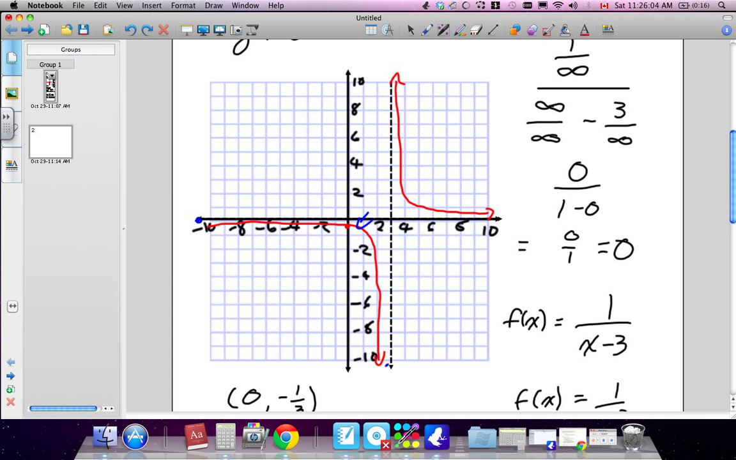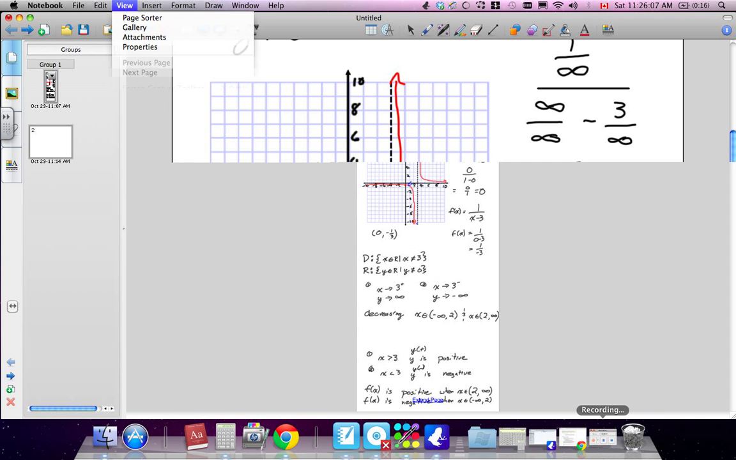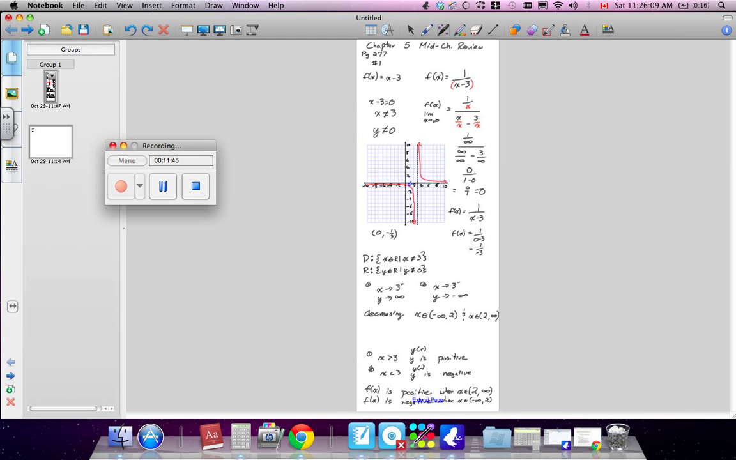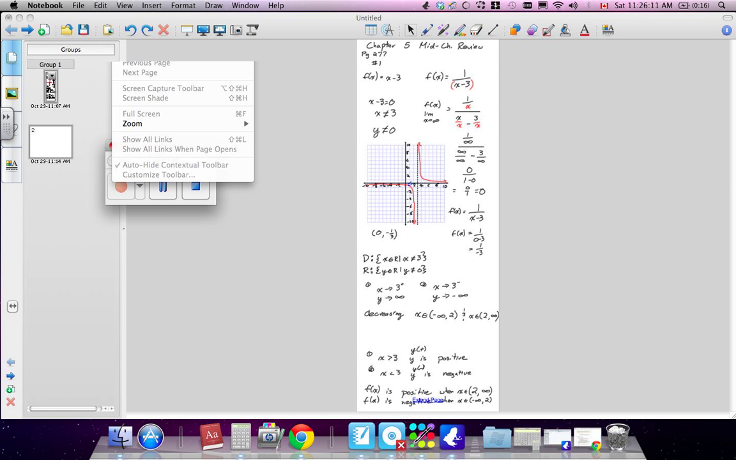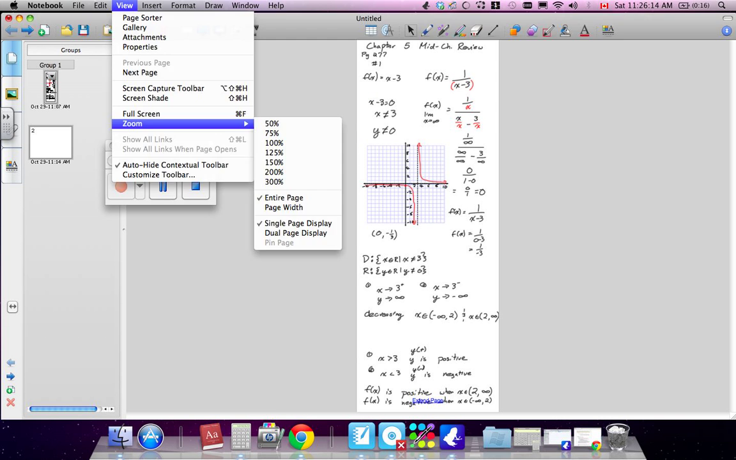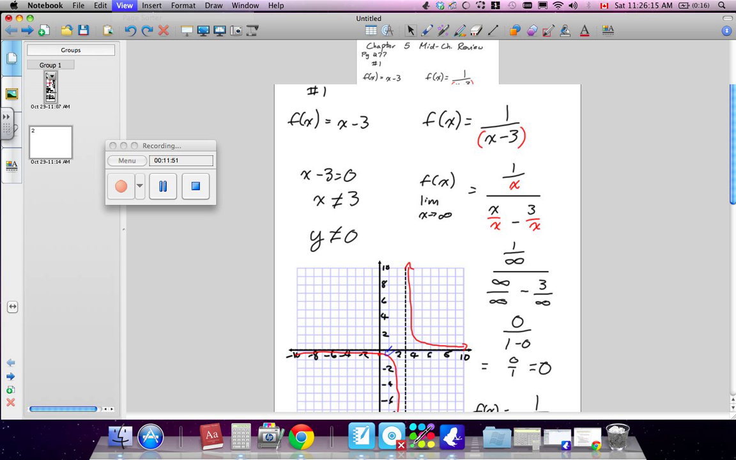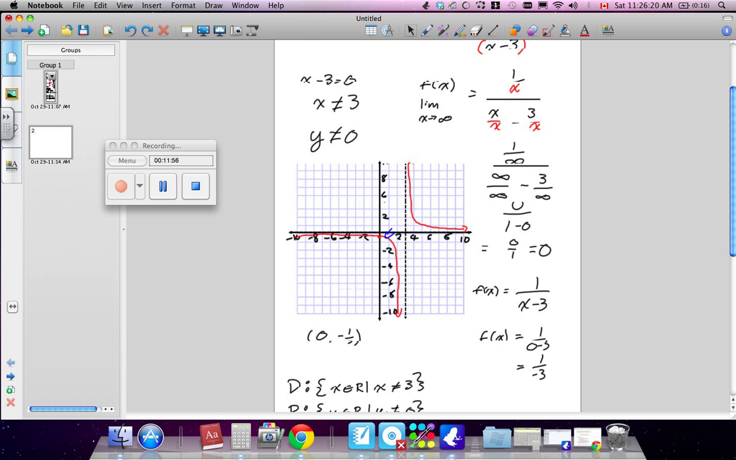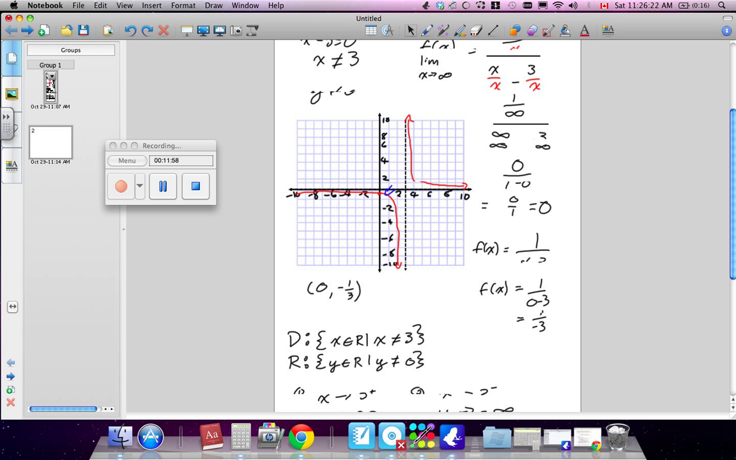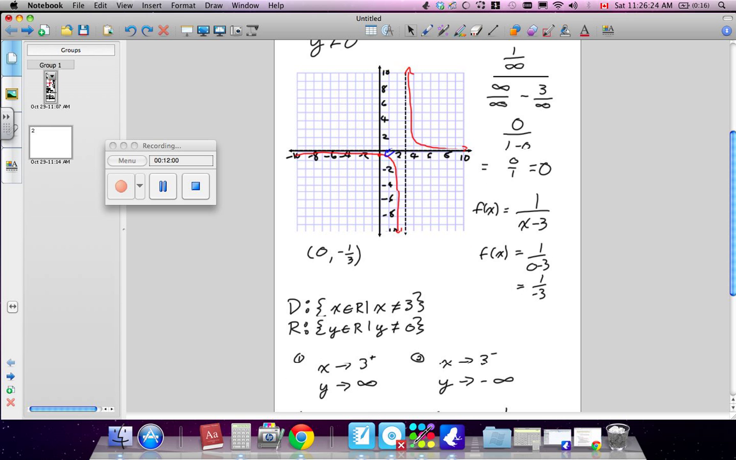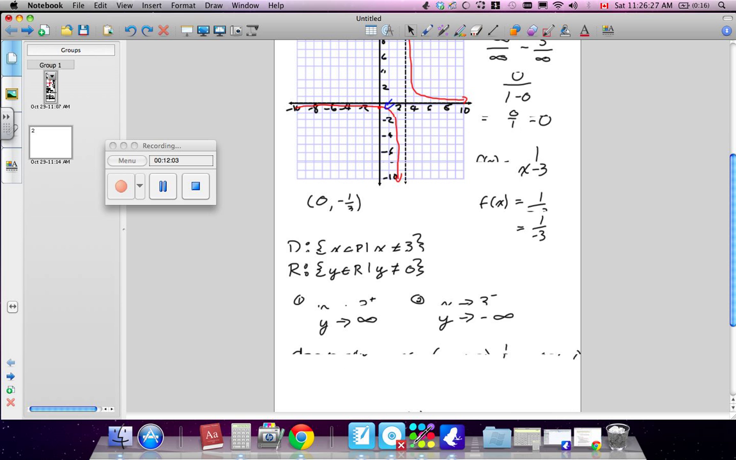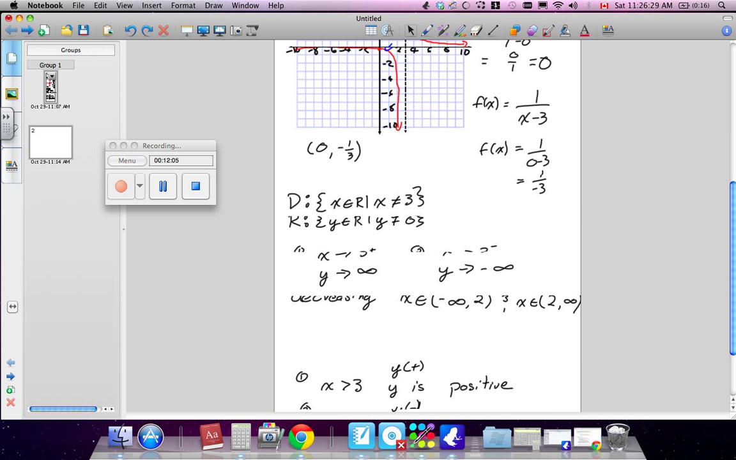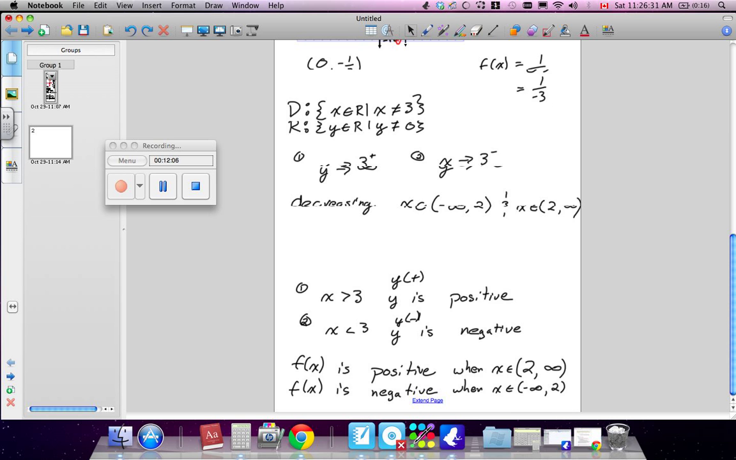Okay, so let's check out that calculator. Ooh, it's a bit small. Let's zoom in a little. So this is everything we did. We found the reciprocal, found the vertical and horizontal asymptotes, found the Y-intercept, so we kind of knew how to graph it. We stated the range and domain, then we put the intervals of increasing and decreasing, and we put when the function was positive and negative.